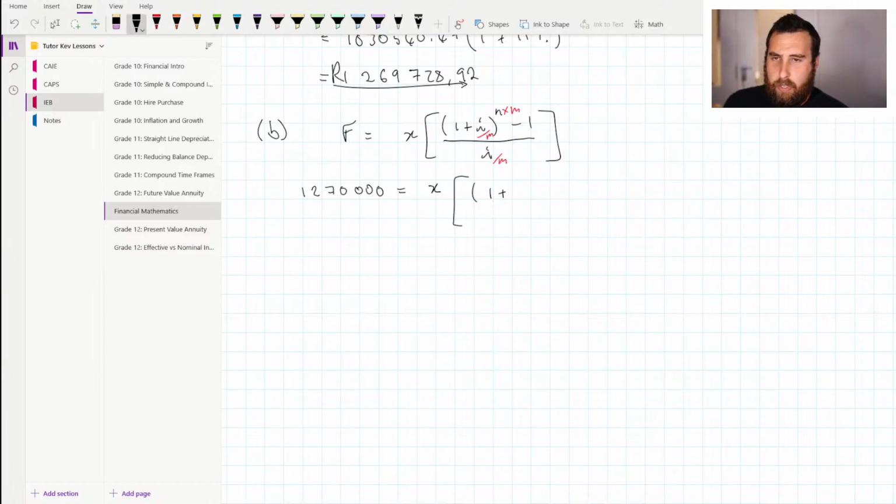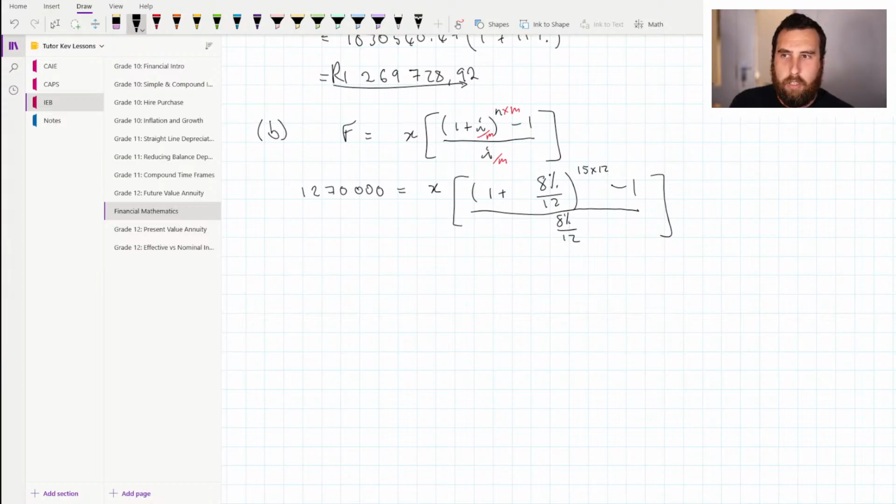So we're going to take our interest rate of 8%, divide that by 12, and raise that to the power of 15 years times 12, and that's going to be all over, with a minus 1, and then again 8% over 12. If you're ever wondering why this formula looks the way it does, it relates to geometric progressions, a summation of a geometric progression. Right, so we got everything in there. Let's find out what the square brackets are equal to, and then from there we can solve for X.